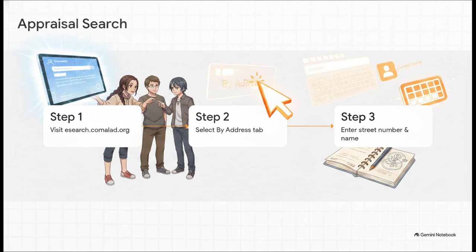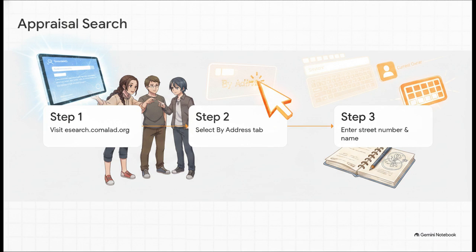Step 1, you're going to visit esearch.com/allotted.org. Step 2, go ahead and select the By Address tab. Step 3, just type in the street number and the root street name. Now, here's a pro tip for you. Leave off suffixes like street, avenue, or drive. It just gives you way cleaner results.